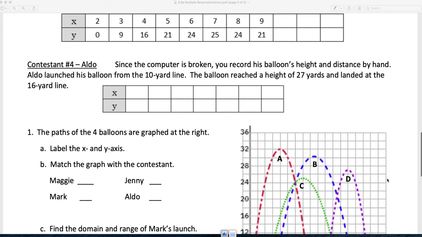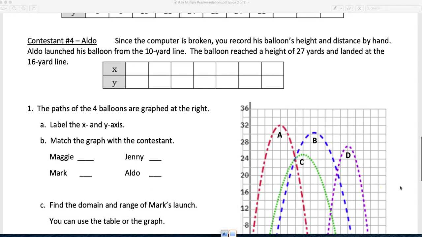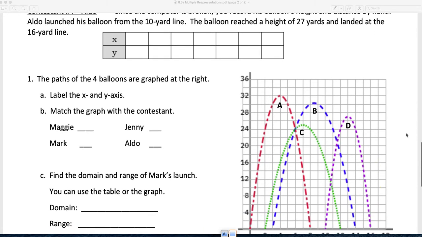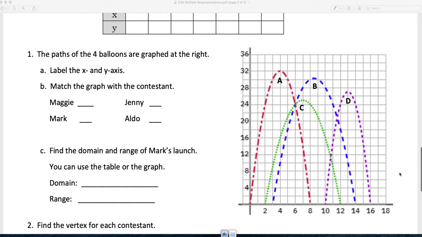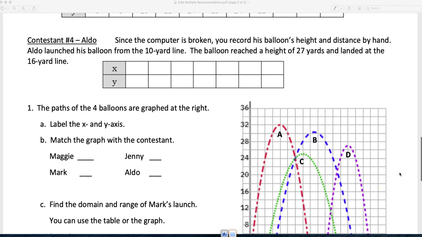And then we have Aldo, and we have the least amount of information about Aldo. We do know where he started from, we know where he landed, and you do know the highest height that he reached. So this table, you may not get all of it, and I've talked to the person who puts this in Schoology, and it's set up so you're okay if you don't get all of it, but you ought to at least find those 3 points.